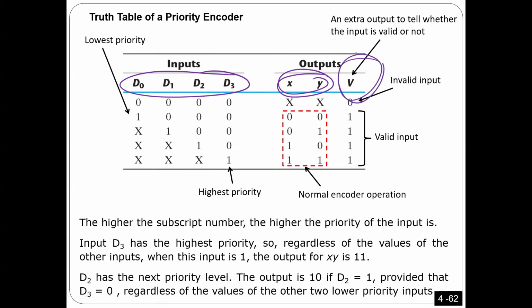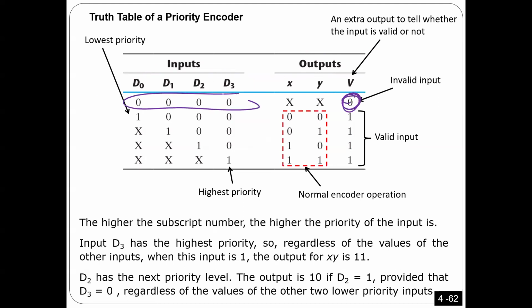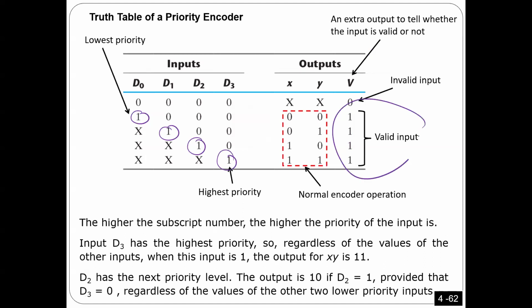But I will add another input here. This input will tell me if all inputs are zeros or not. So as you see here, guys, I'm going to add one more output here. If this output is 0, that means all inputs are zeros. But if some inputs are selected, then the output will be 1.